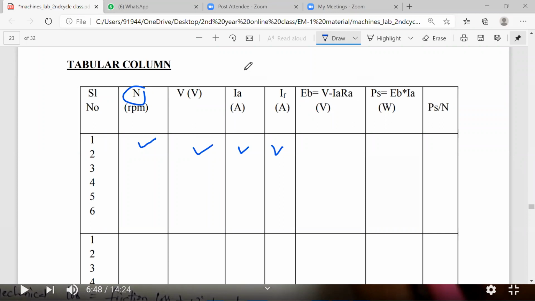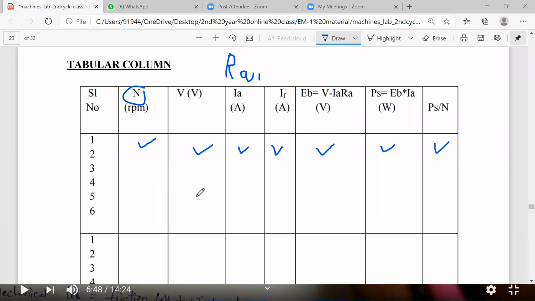RA is measured with the help of a multimeter or by conducting a test. We determine the RA value. So if you know V, the voltmeter reading, IA, the armature reading, and the RA value, EB is calculated, and then PS value is calculated. PS equals EB into IA. EB value we know, IA value we also know. Therefore PS equals EB into IA. So we get the PS by N value.